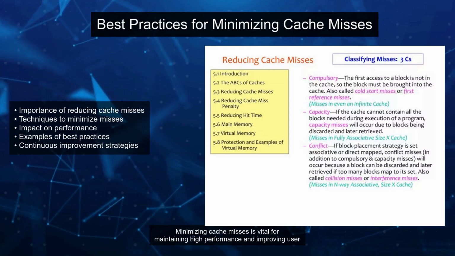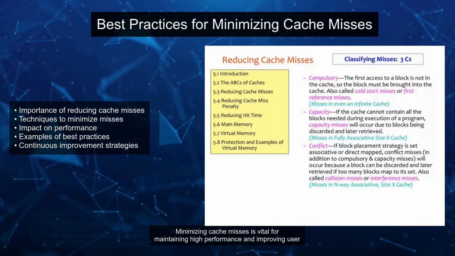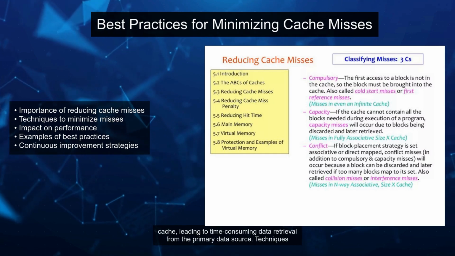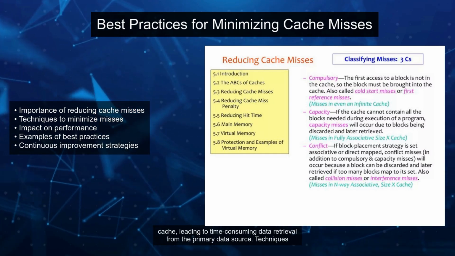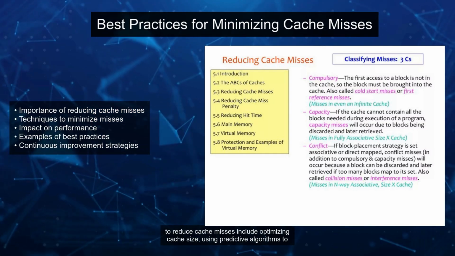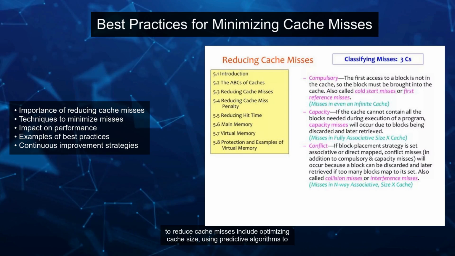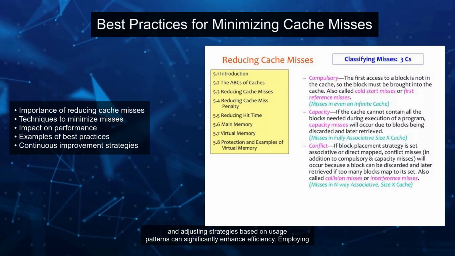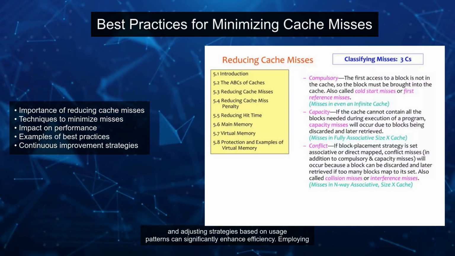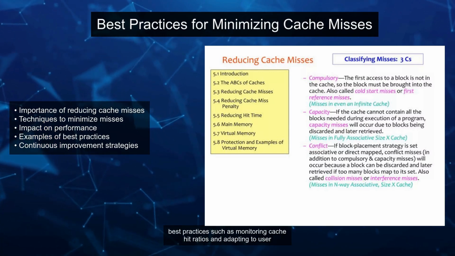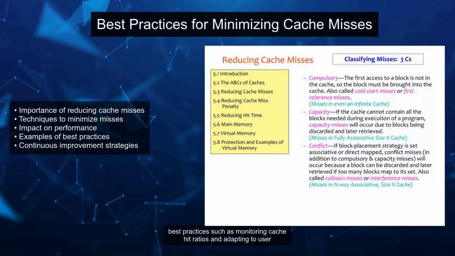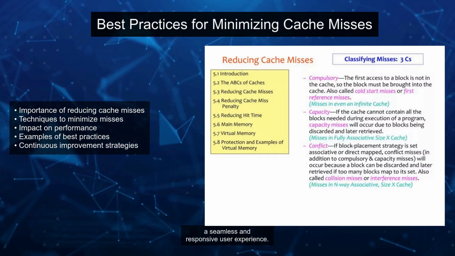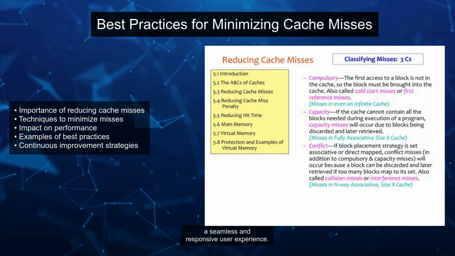Minimizing cache misses is vital for maintaining high performance and improving user experience. Cache misses occur when requested data is not found in the cache, leading to time-consuming data retrieval from the primary data source. Techniques to reduce cache misses include optimizing cache size, using predictive algorithms to pre-fetch data, and implementing efficient cache replacement policies. Regularly analyzing cache performance and adjusting strategies based on usage patterns can significantly enhance efficiency. Employing best practices such as monitoring cache hit ratios and adapting to user behavior ensures that your caching system effectively supports your application's needs, providing a seamless and responsive user experience.